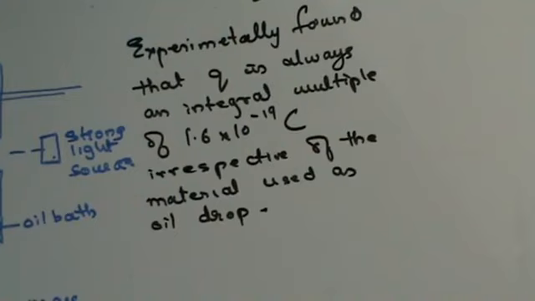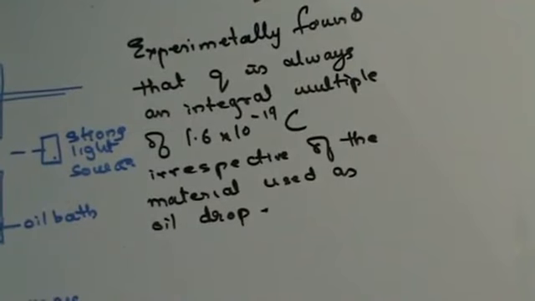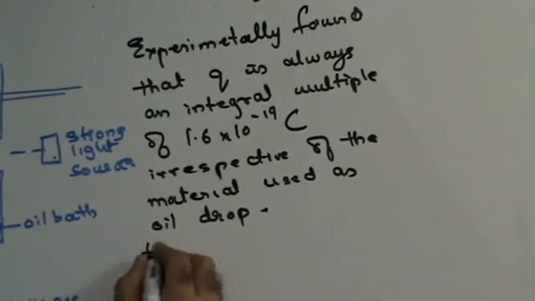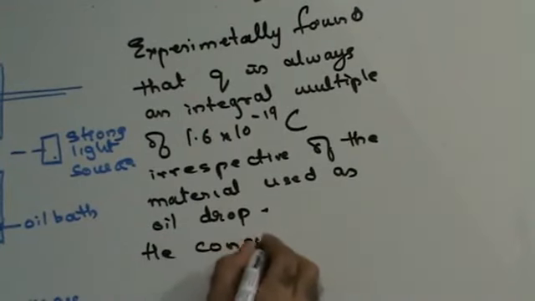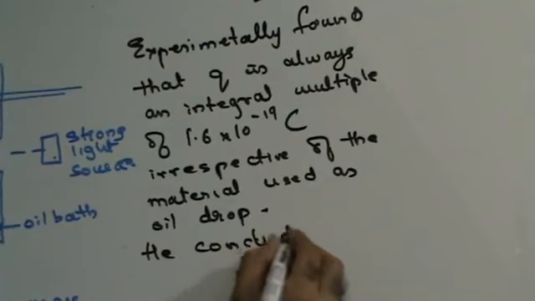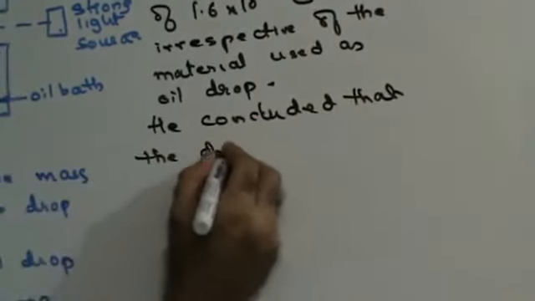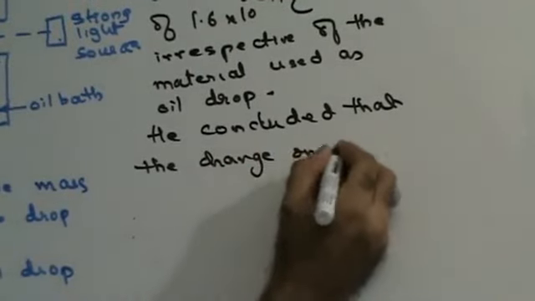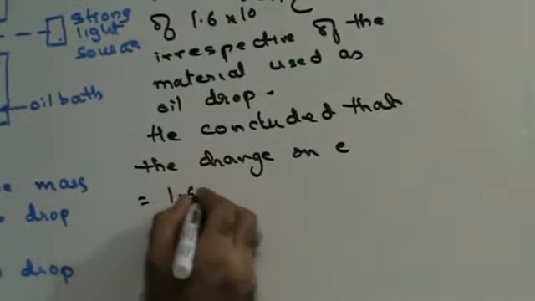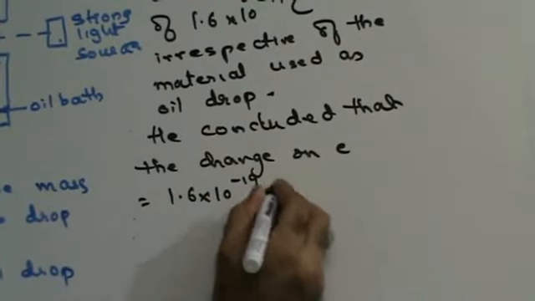Okay. Now, thus he concluded that the charge on the electron had to be 1.6 into 10 raised to minus 19 integral multiple. Right? He said that the charge is existent on that oil drop because there must be some electron on it. Right? Hence he concluded that the charge on electron is 1.6 into 10 raised to minus 19 coulombs.